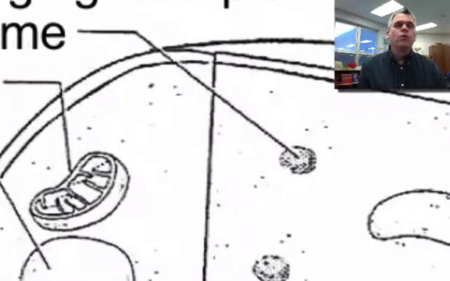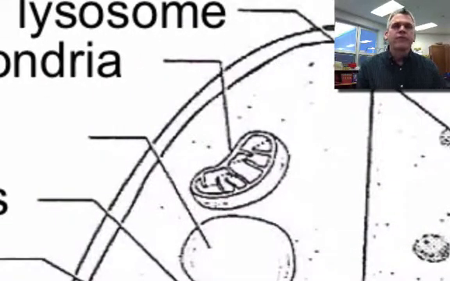The cell is loaded with mitochondria. Mitochondria is the place where cell respiration takes place. So this is where the food that we eat eventually goes to, and we can take that apart and get energy from it.